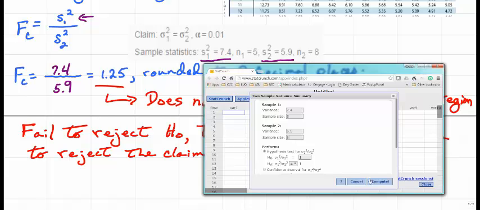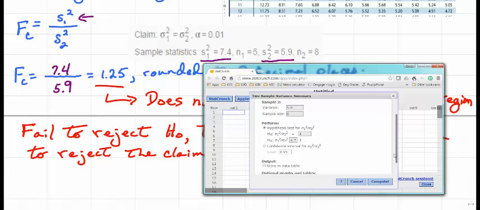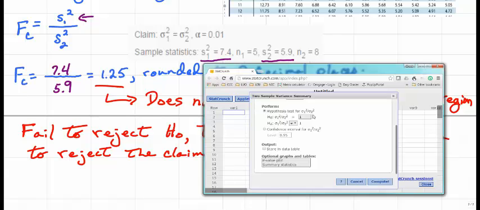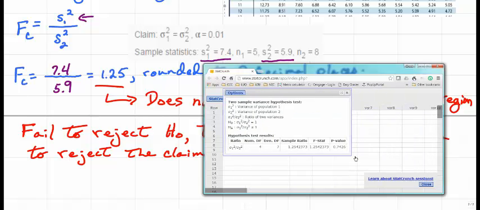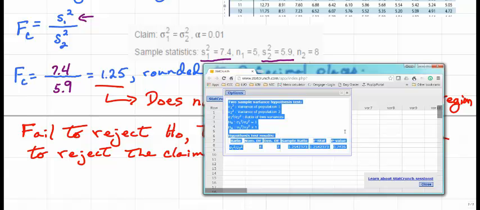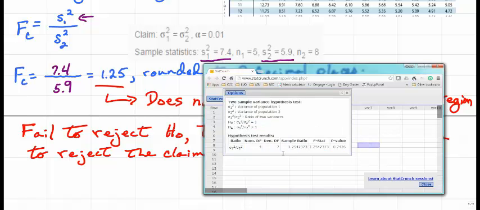And then there are other things that you can do, but you want to make sure that this one is selected. You want to know that the ratio of the first variance to the second variance, and we're talking about the population, not the sample, is set at 1, and just simply left click compute, and now you have this particular setup, and it shows you the ratio of one variance to the next.